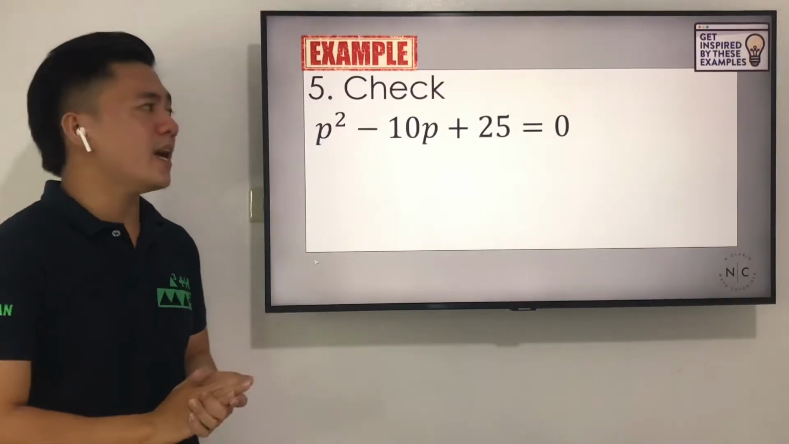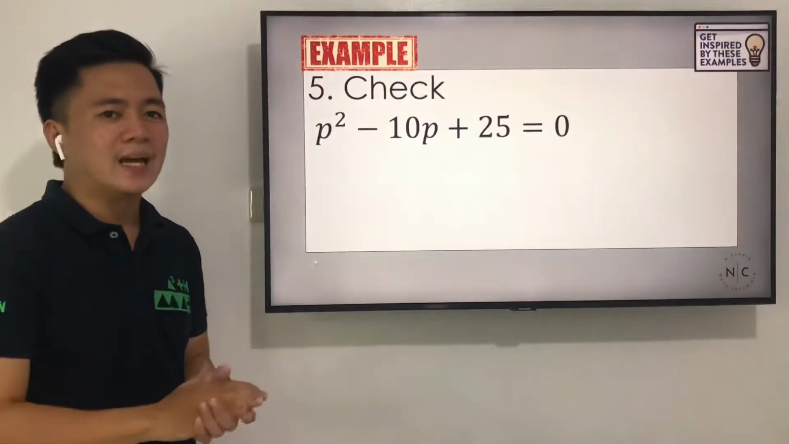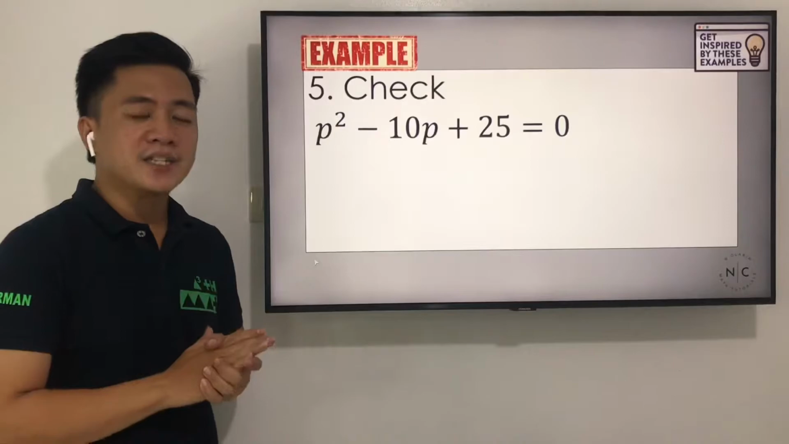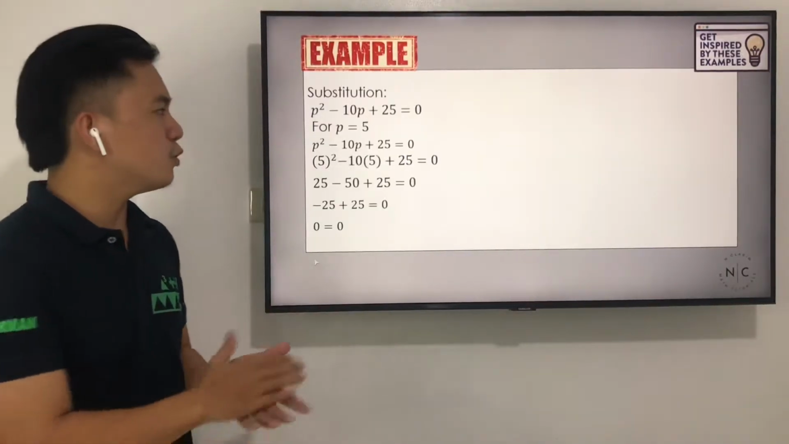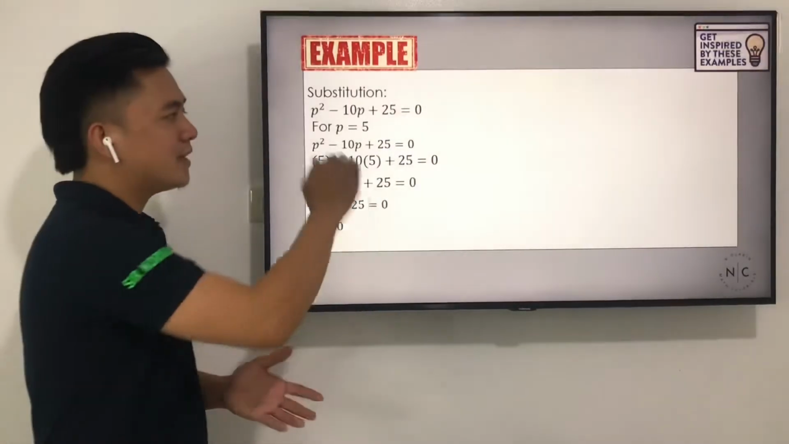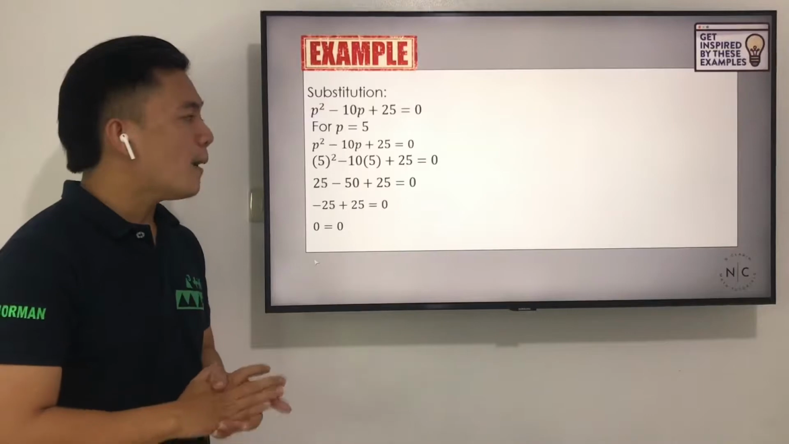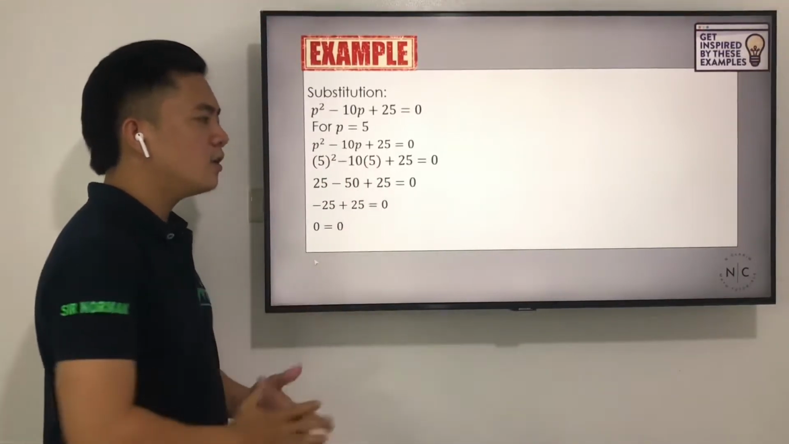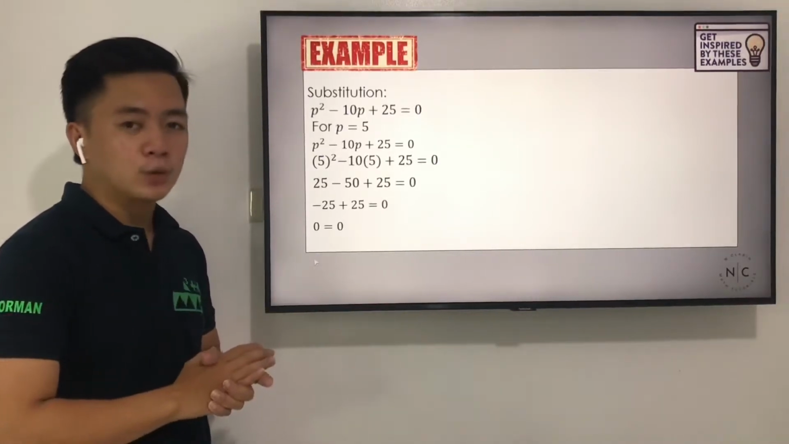Next step natin is checking. So, we'll check yung nakuha nating roots dun sa ating original equation, which is p squared minus 10p plus 25 is equal to 0. We will substitute yung nakuha natin, which is 5, dun sa ating original equation. So, mangyari p squared minus 10p plus 25 is equal to 0. So, si p magiging 5. Ganun din dito. So, 5 squared minus 10 times 5 plus 25 is equal to 0.